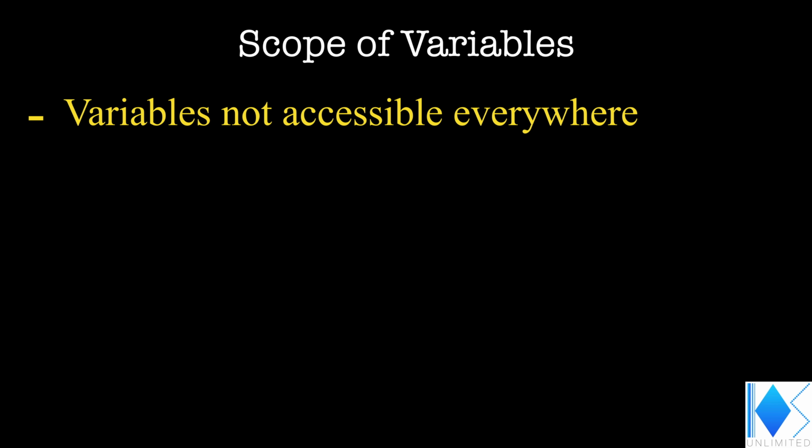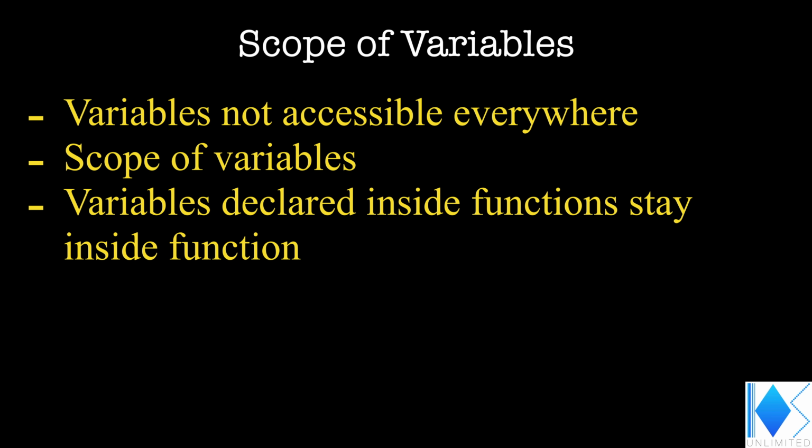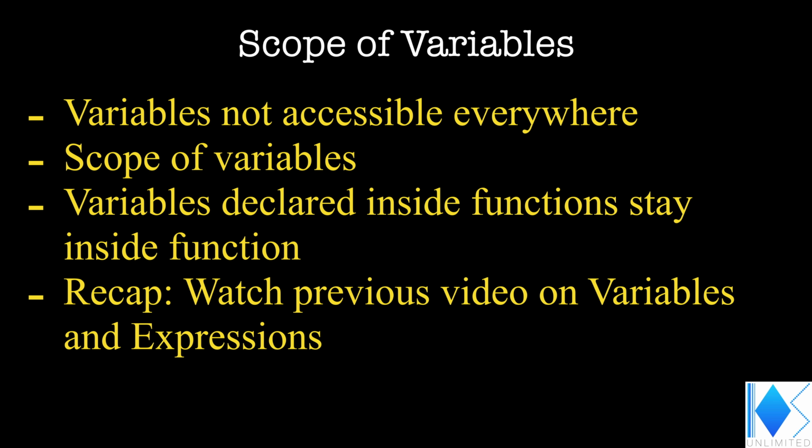Variables may not be accessible throughout the whole program. Where in the program and how the variables are declared in the program influences the scope of the variable. A variable declared inside a function is not necessarily accessible outside of the function. Likewise, a variable declared outside of a function might not be accessible inside the function. For a recap on assigning a variable, refer to my previous video on variables and expressions.